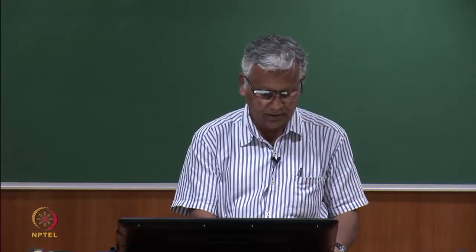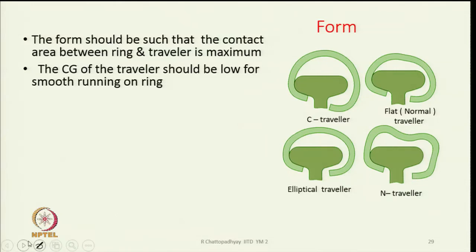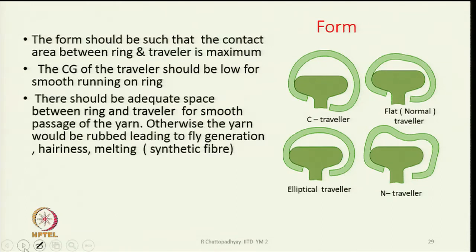A number of forms of travelers are shown here. The form should be such that the contact area between ring and traveler is maximum. This contact area, as shown here, here, and here, is what we are trying to make maximum. We have to ensure that the traveler should not be too heavy, because for different fineness we need different weight. So, for a given weight, how to increase the contact area?